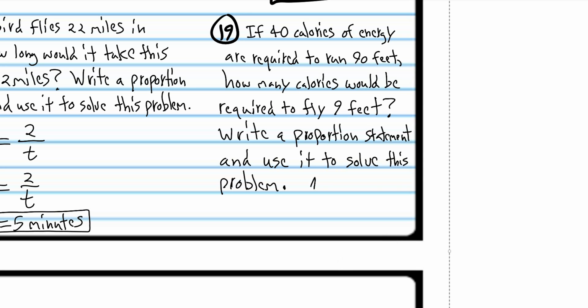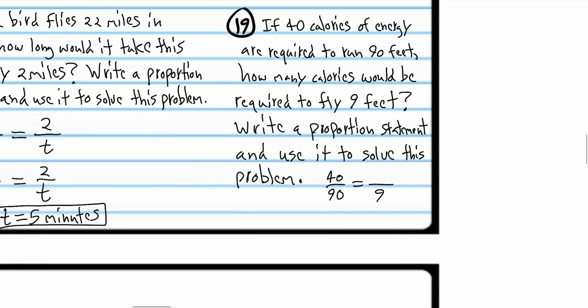40 calories are burned for every 90 feet that you run. And it says how many calories will be required to fly 9 feet. So the calories are on top and the feet are on bottom. So we need to write the feet, the 9 feet, on the bottom. And the missing variable, which is calories, we'll write as C for calories.